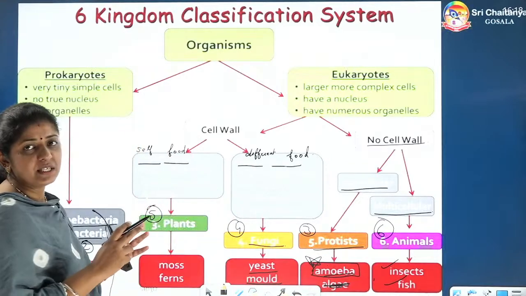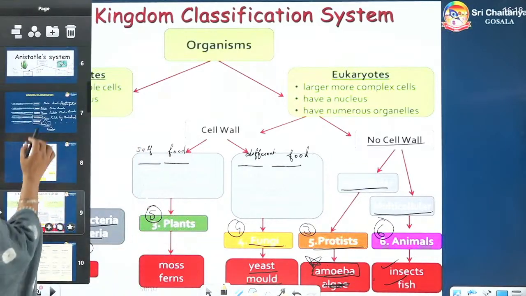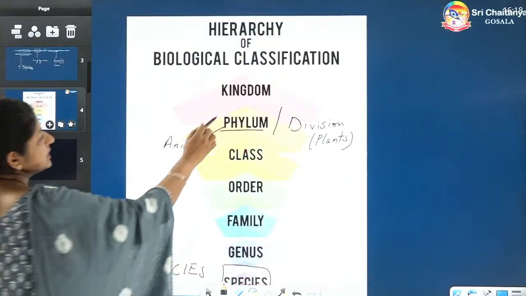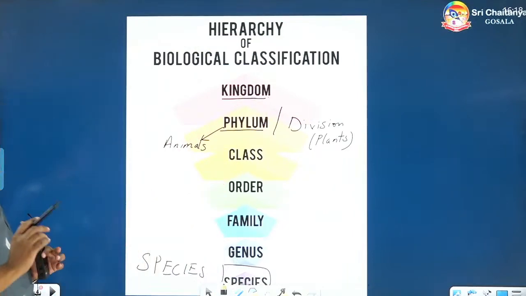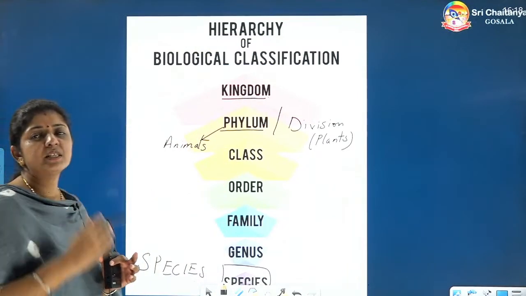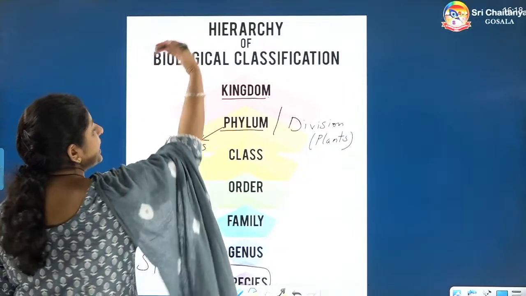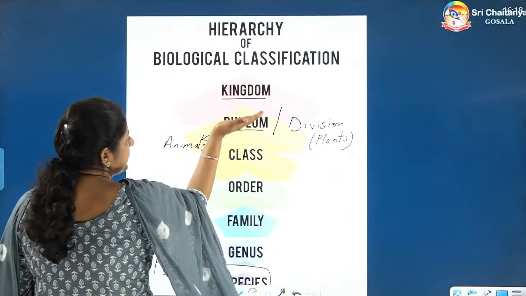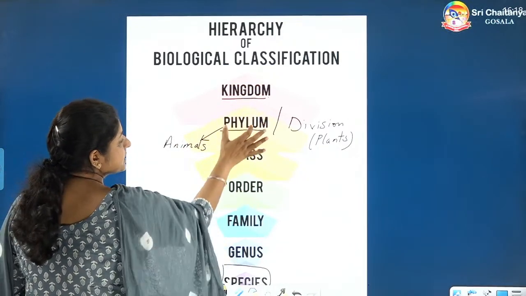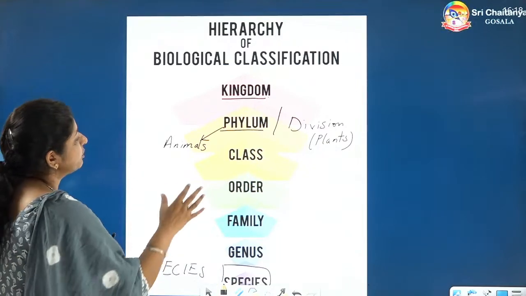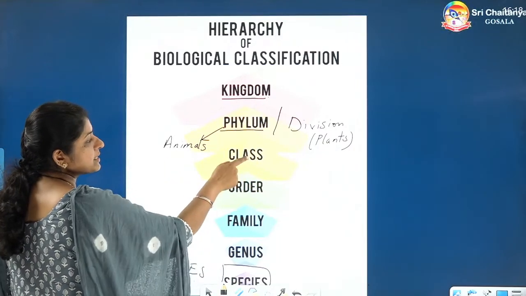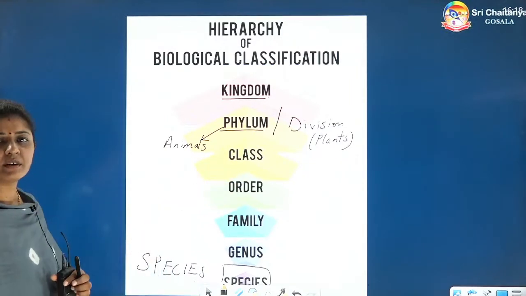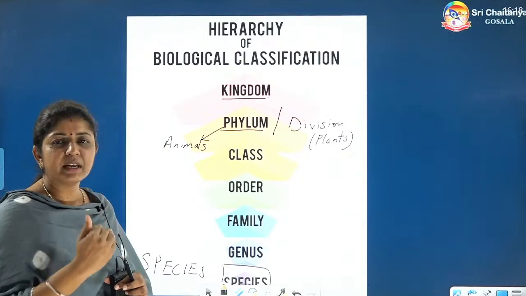But in the six kingdom classification, what is the level of the hierarchy here? The level of hierarchy we are discussing is the kingdom level. But if I am discussing the six kingdom classification, they have given one more higher taxon. What is a taxon? Each level of the hierarchy is one taxon. Like if I ask you which is the higher taxon to class, it will be phylum. Which is the lower taxon to class, that will be the order. Taxon is simply the level, one after the other.